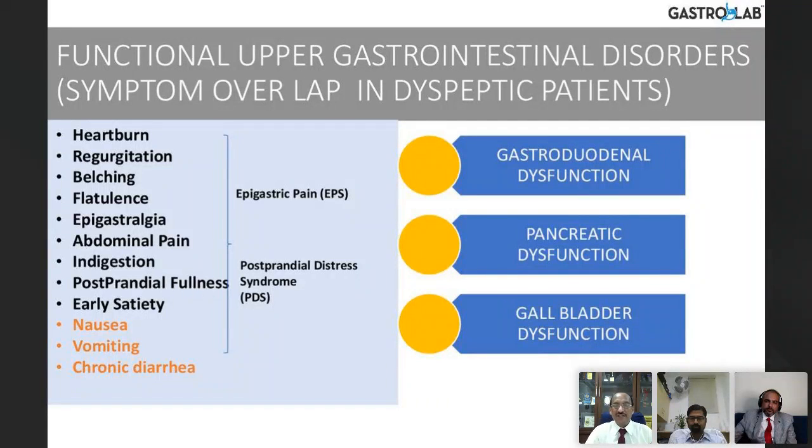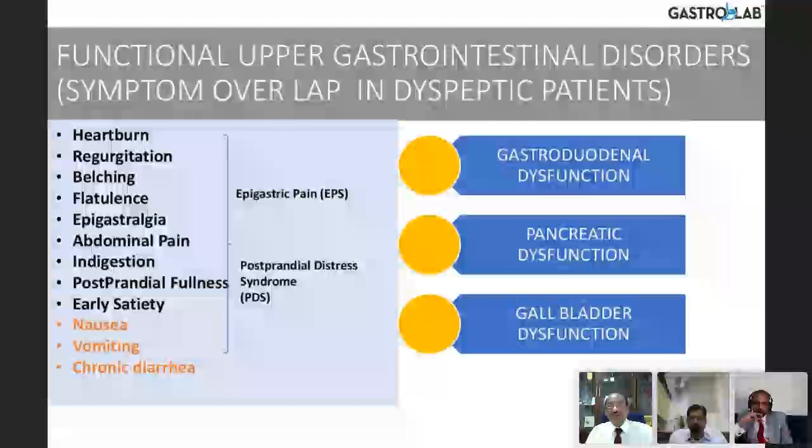The first thing, a simple thing, is you do an ultrasound. If there are gallstones or a thick-walled gallbladder or a non-functional gallbladder, all those will indicate that the dyspepsia is coming from the gallbladder. And if somebody has evidence of chronic pancreatitis or acute pancreatitis, then it's obviously a pancreatic dysfunction. Otherwise, it is a gastroduodenal dysfunction that we are looking at.